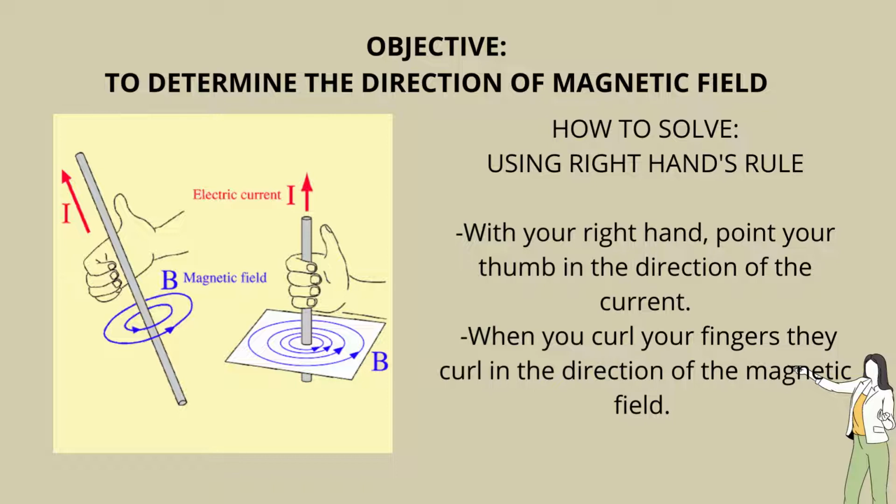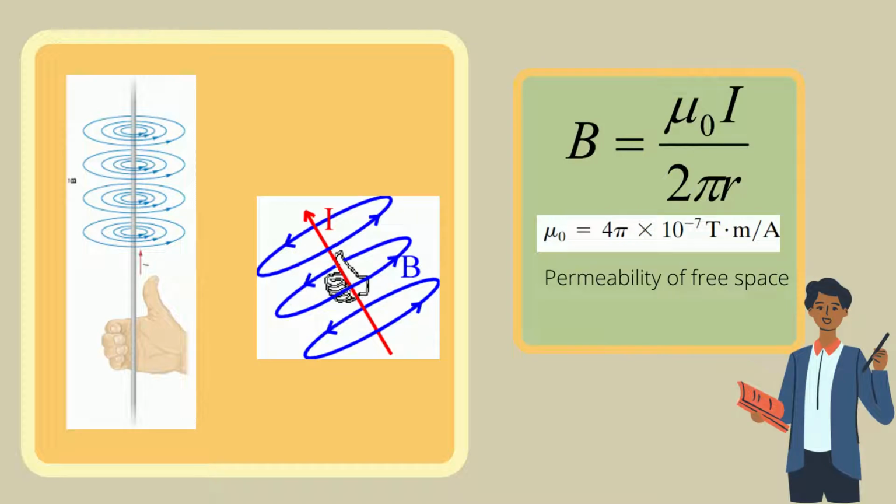First, with your right hand, point your thumb in the direction of the current. Then, when you curl your fingers, they curl in the direction of the magnetic field. So, that's how you determine the direction of the magnetic field in a long straight wire.